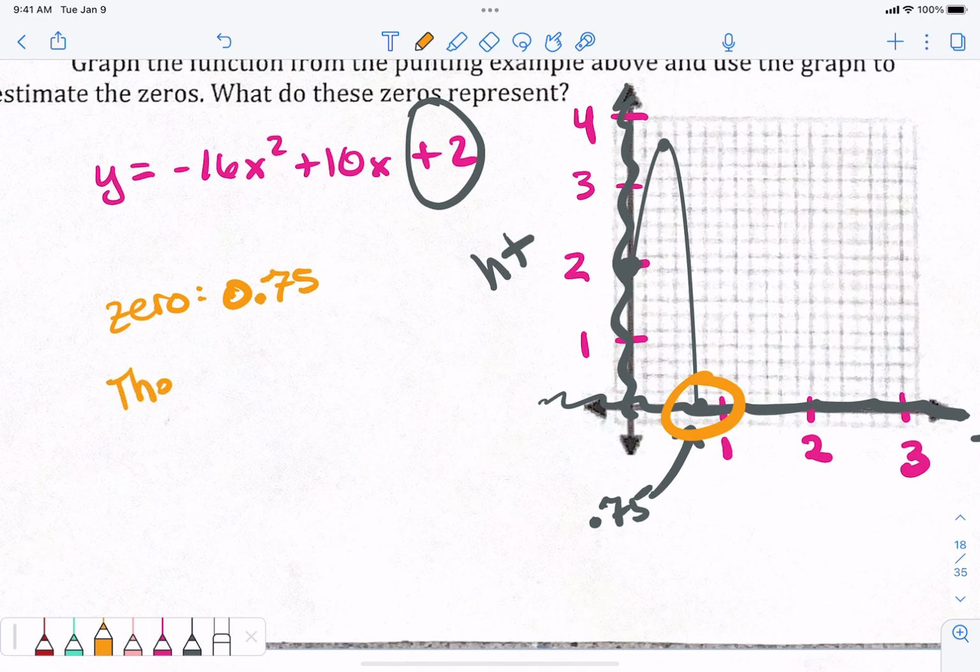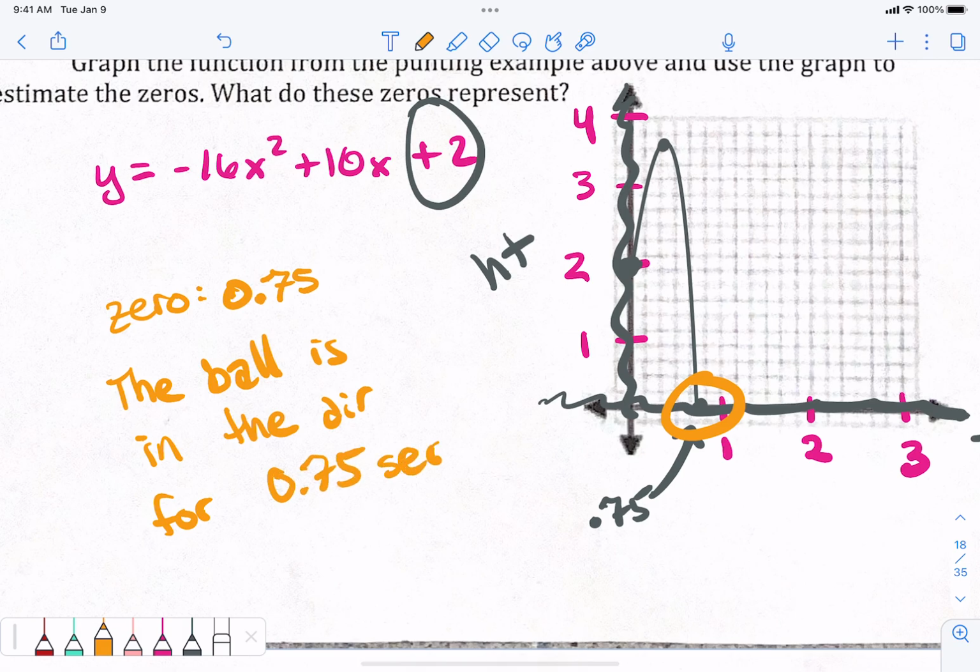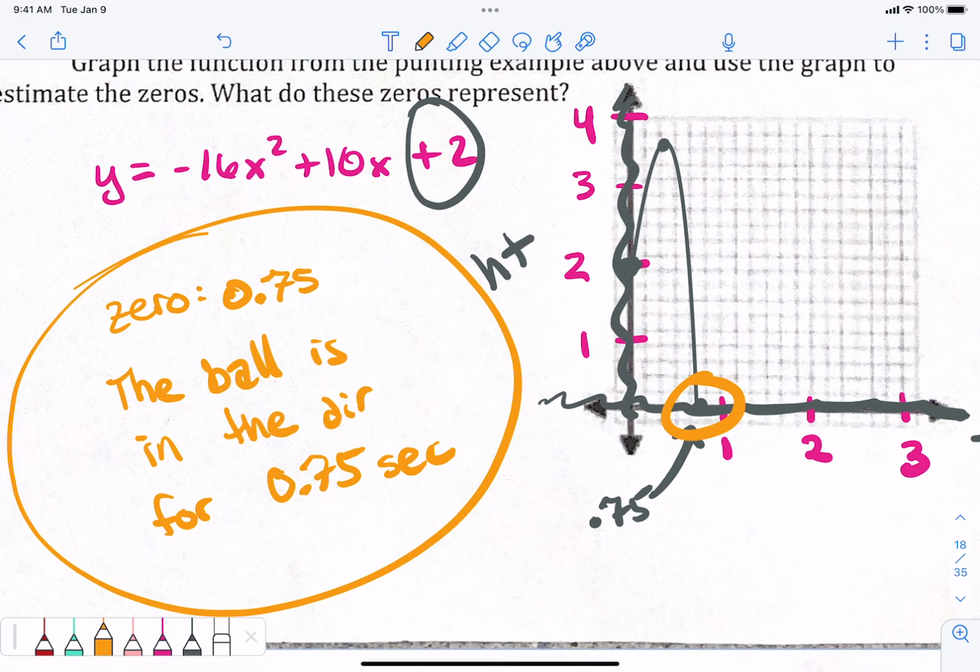So, the ball is in the air for 0.75 seconds. That's a really quick ball going through. It's probably not a very big kick, right? Not a very big kick. It's only in the air for 0.75 seconds, okay? So that's why we might be interested in x-intercepts.